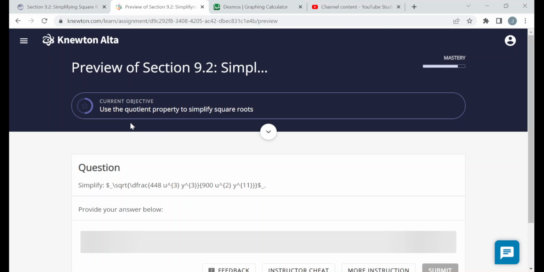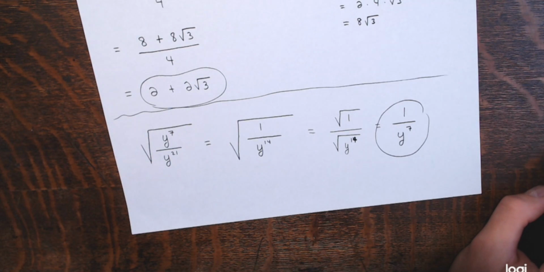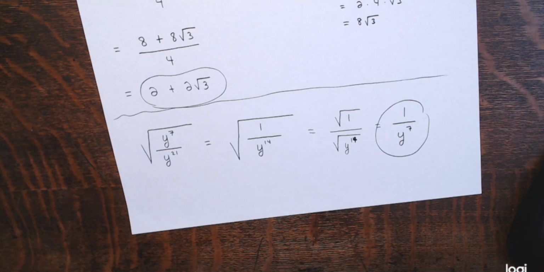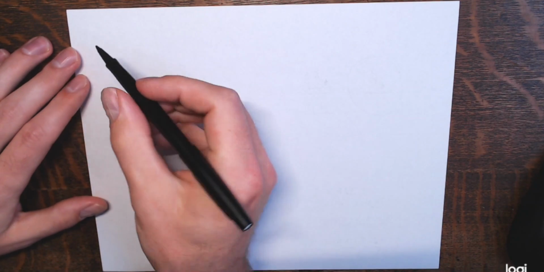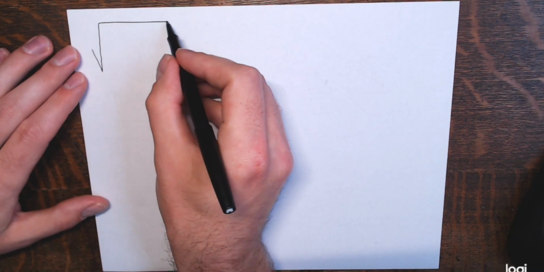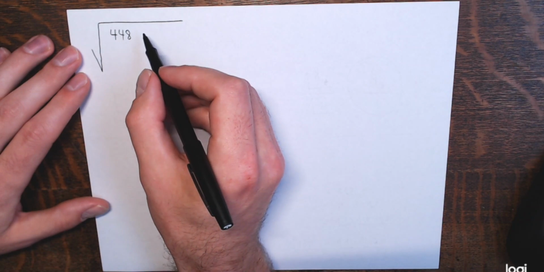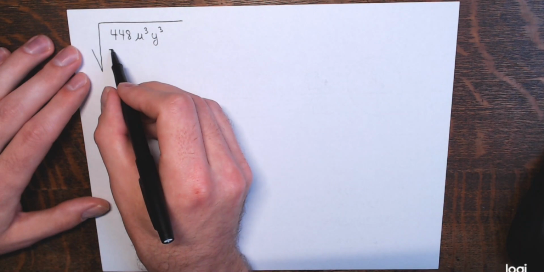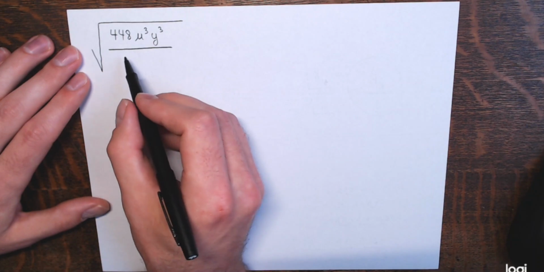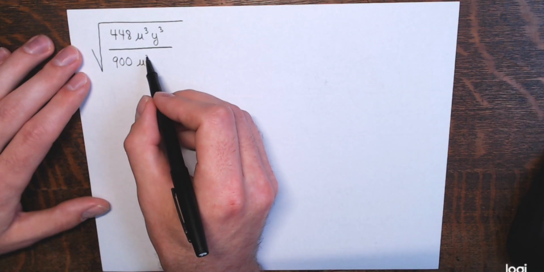And a couple more with the quotient property. So again, I'll write this out, and we'll do a bunch of simplifying first, and I'll use the quotient property and then the product property most likely with the numerator. So we're given the square root of 448 times u to the third times y to the third, divided by 900 u squared y to the 11th.